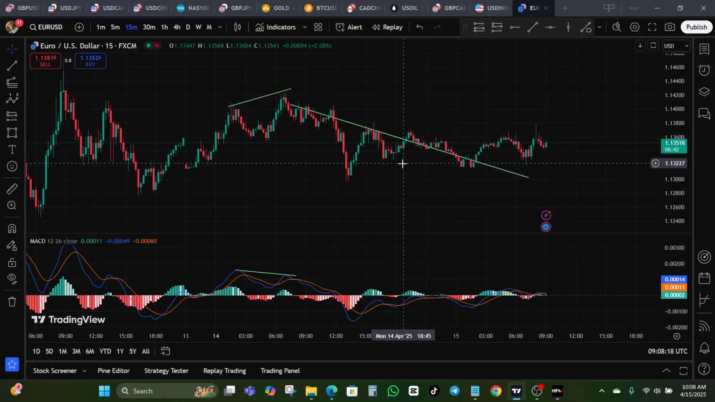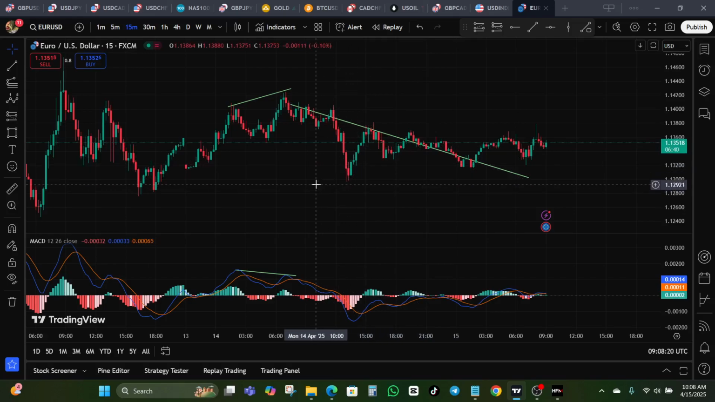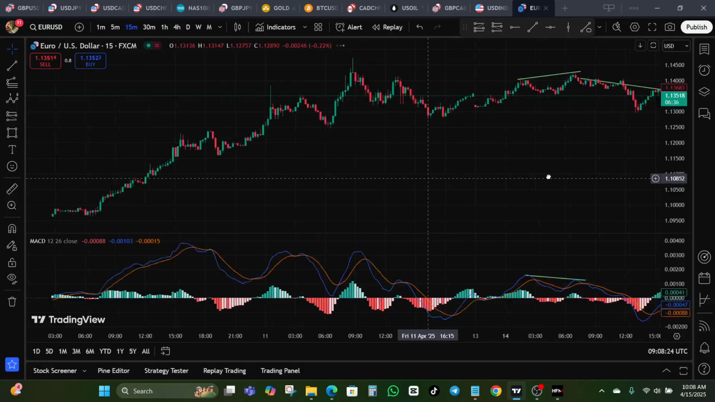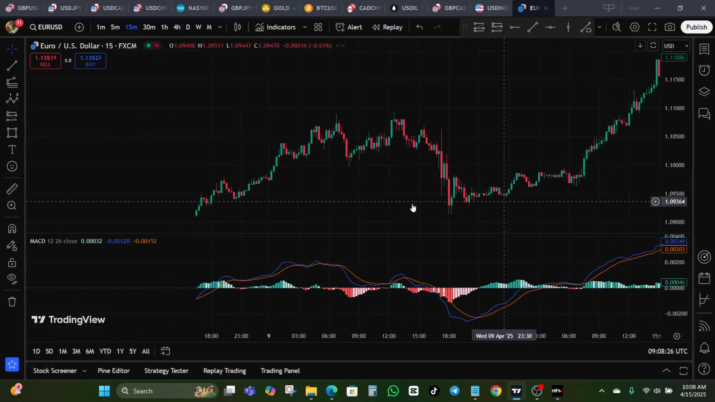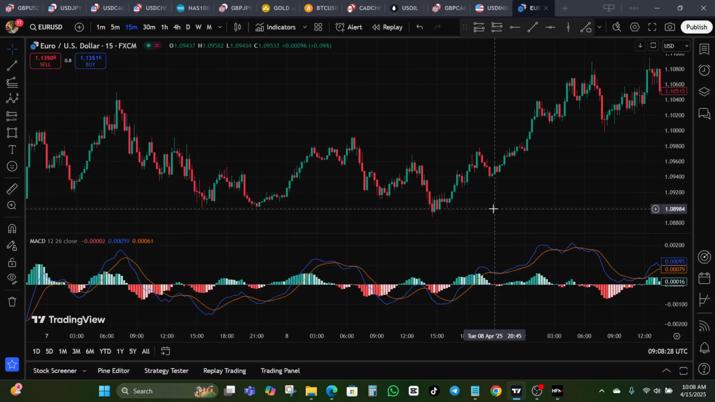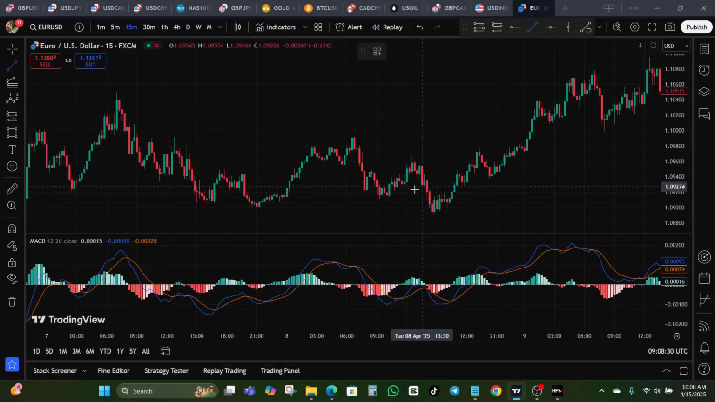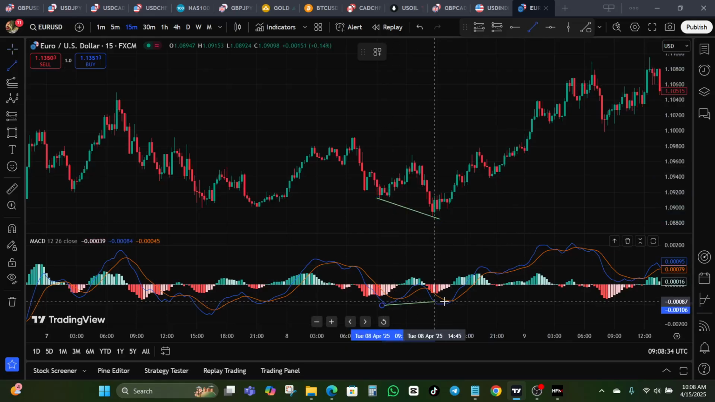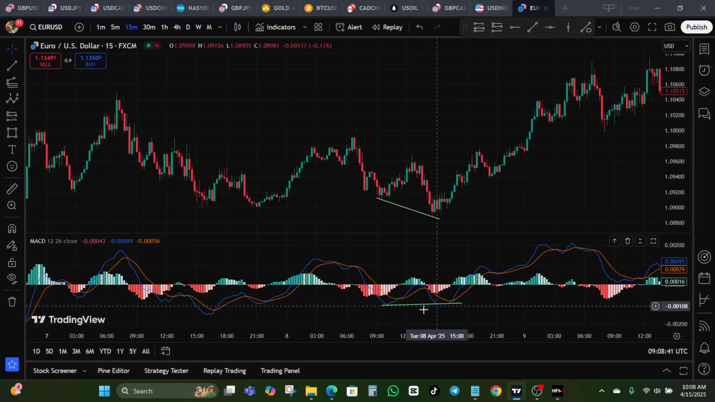On the other hand, when price makes a lower low, but the MACD makes a higher low, that is a bullish divergence. All right, let's see if we can find such an example. You can see the price made a lower low here and MACD made a higher low. The slope was very gentle, but just a little bit higher. They're almost at the same level.